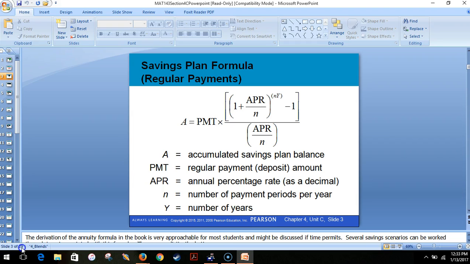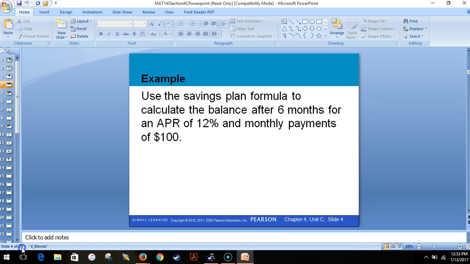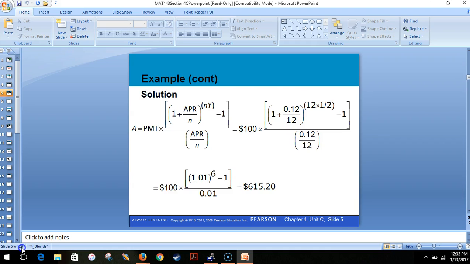Say, for example, you're looking at setting up a savings plan and you're making regular payments every month, and you want to know how much money will be in the account after Y number of years. You can use this lovely formula. For example, if you had an account that you were going to make payments of $100 to every month, and your APR is an unheard of 12%, and you want to know how much money is going to be in that account after 6 months, we can use the very large formula for payments and amounts.